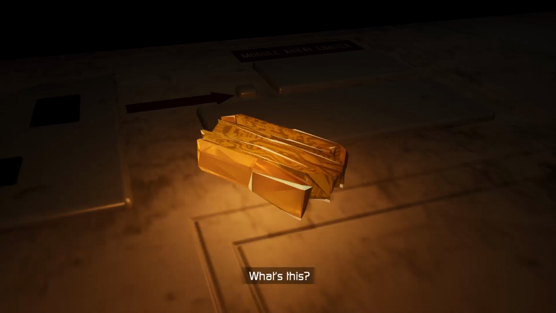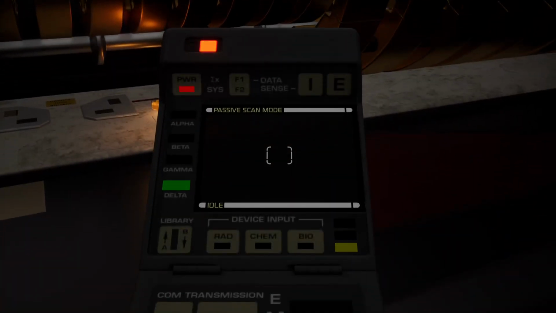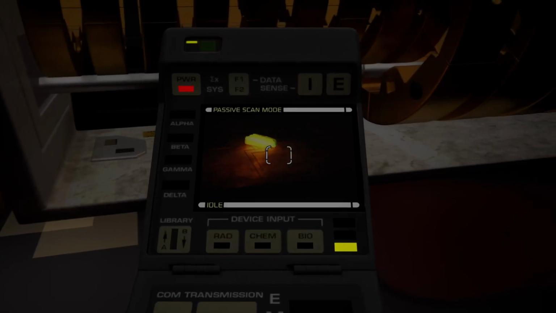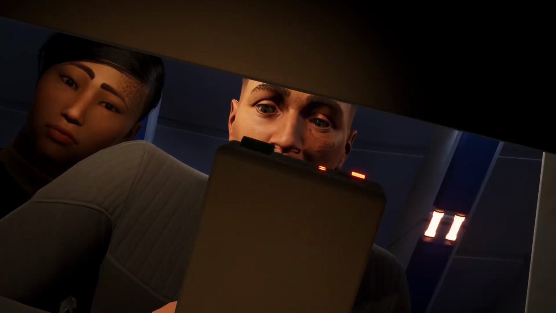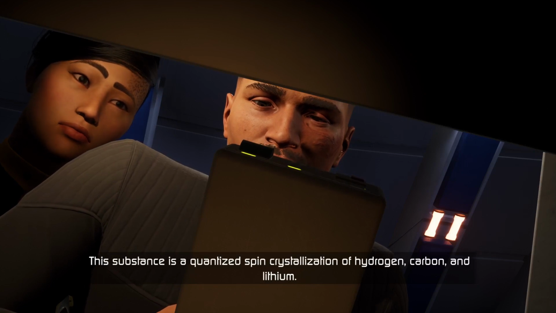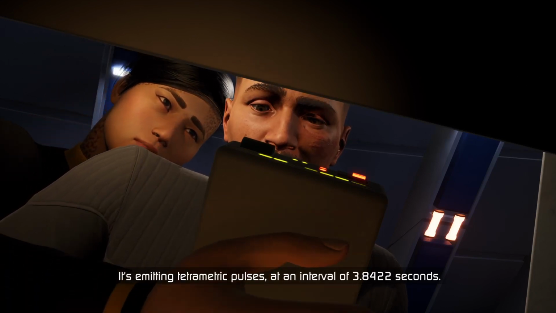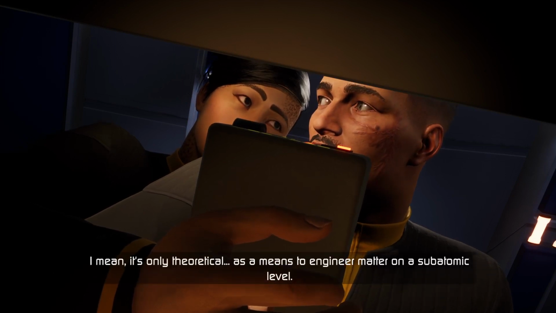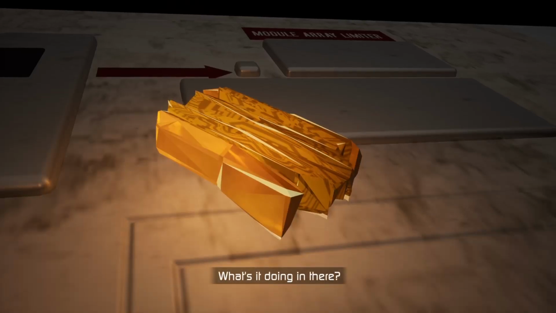What's this? Some kind of crystal formation? Whoa. This substance, quanti-spin crystallization of hydrogen, carbon, and lithium. It's emitting tetrametric pulses at an interval of 3.8422 seconds. Quantized crystallization isn't natural. I mean, it's only theoretical as a means to engineer matter on a subatomic level. What's it doing in there?